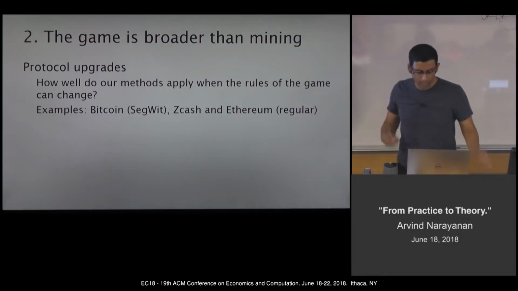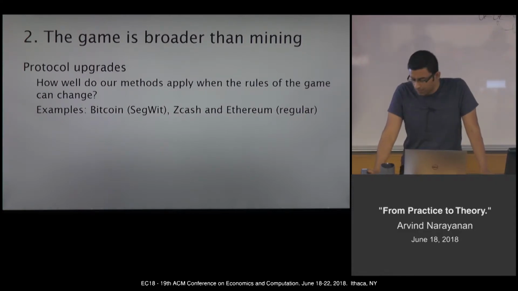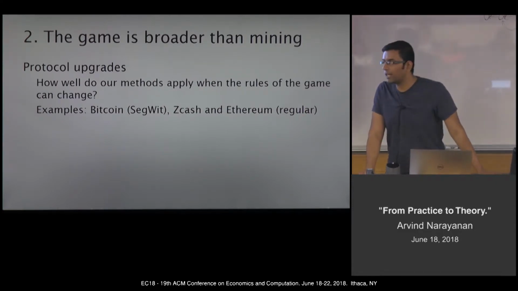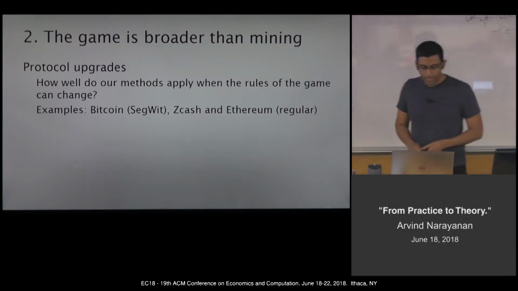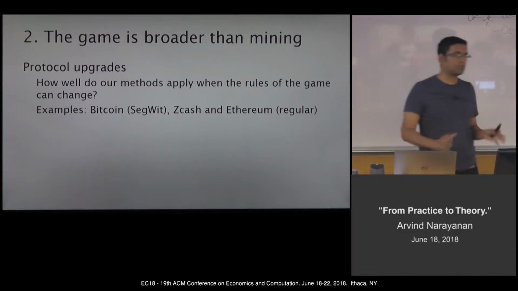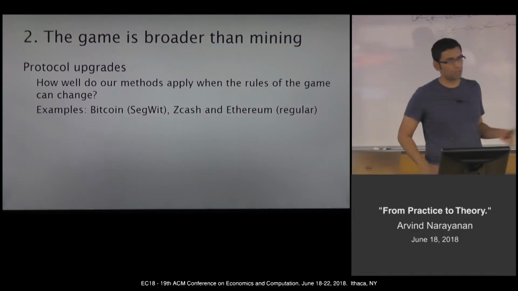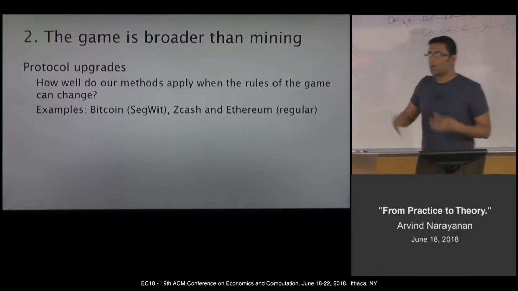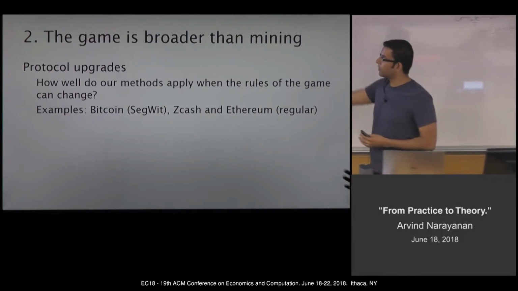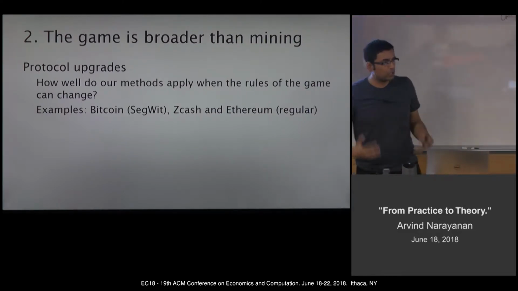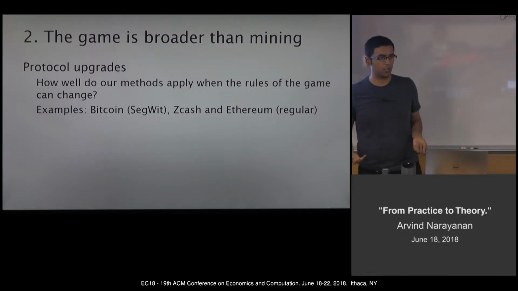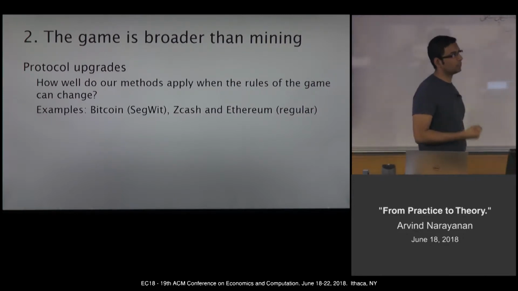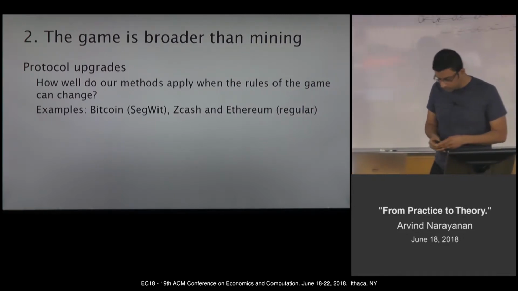In Bitcoin, there was the SegWit protocol upgrade about a year ago that happened after a very contentious several-year-long process. And Bitcoin is very conservative with respect to protocol upgrades. This was the only major one in a while. But there are other cryptocurrencies, including Zcash and Ethereum, which consider regular protocol upgrades to be part of a healthy functioning of a cryptocurrency. And so that becomes, I think, an important situation to model.